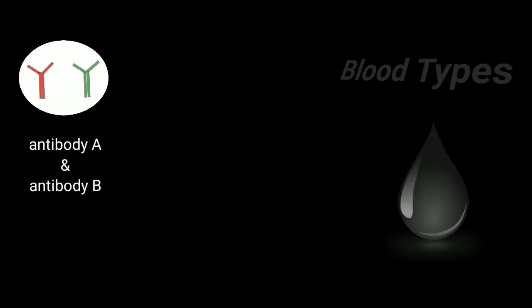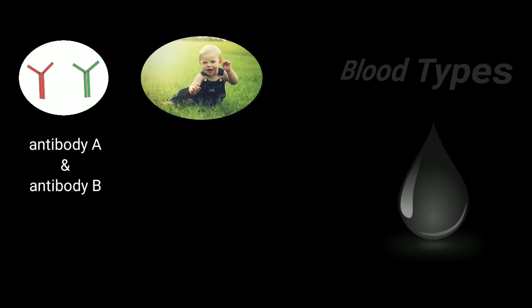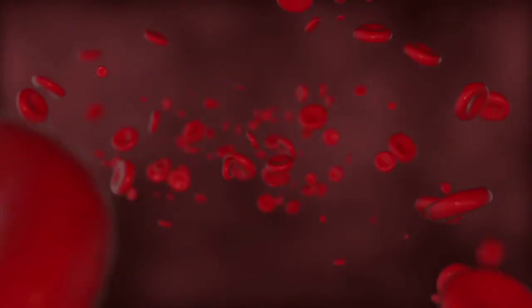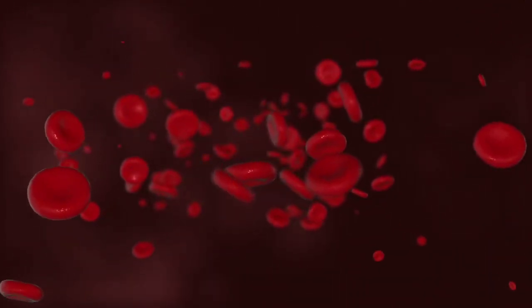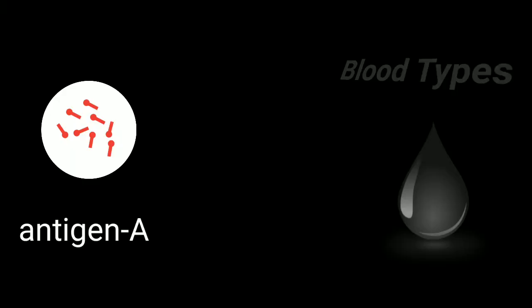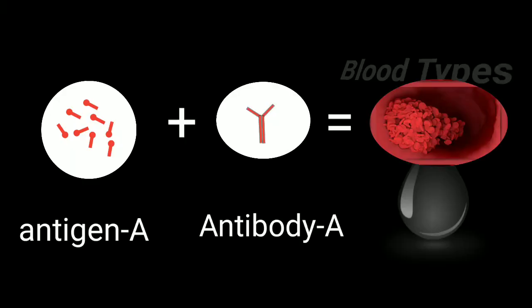Antibody A and antibody B are produced by the immune system in the first year of life by the sensitization of food, bacteria, and viruses. These antibodies are IgM and circulate in the blood plasma. The corresponding antigen and antibody react to form a clot. For example, antigen A and antibody A react to form a clot. That's why the antigens which are present in red blood cell, the corresponding antibody of that is not produced by the immune system to avoid the clotting of blood.